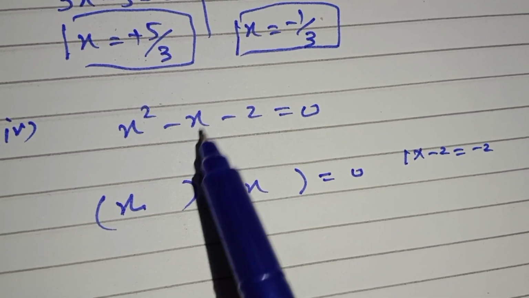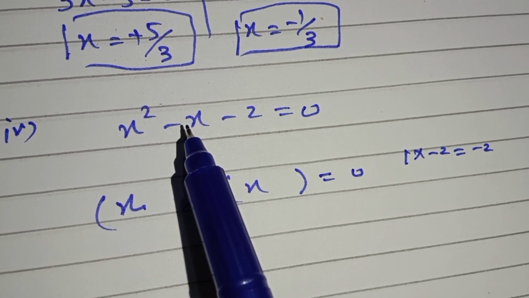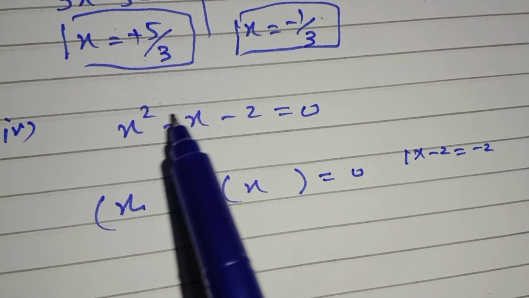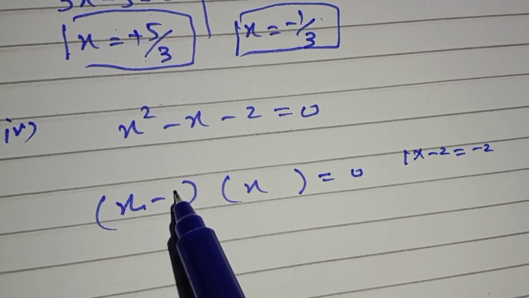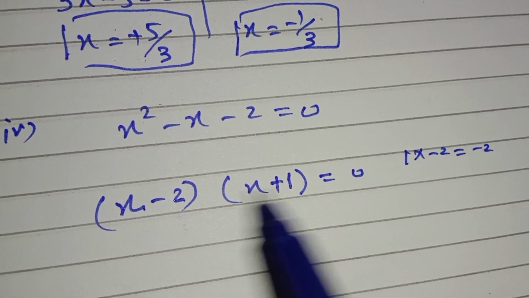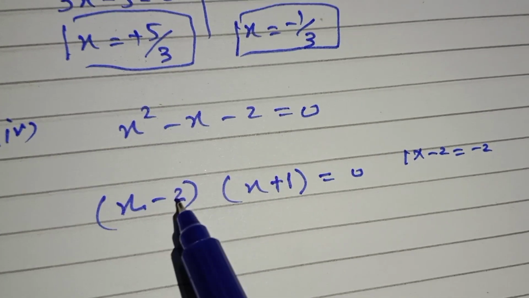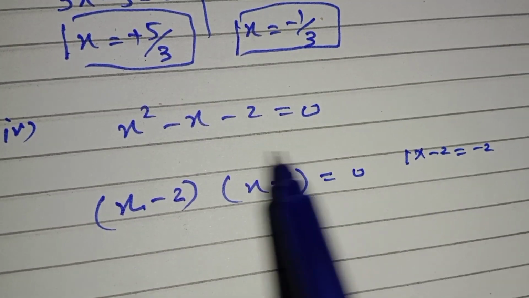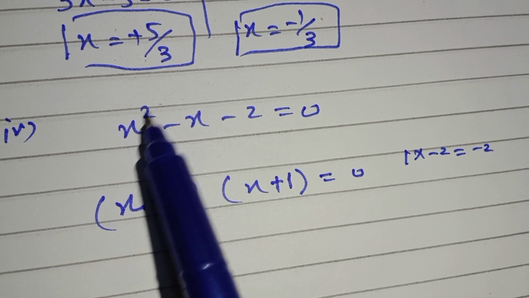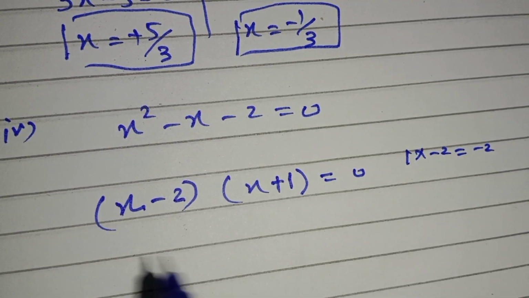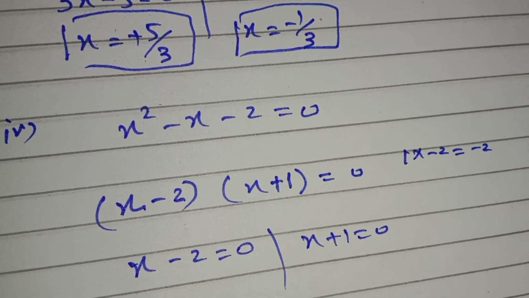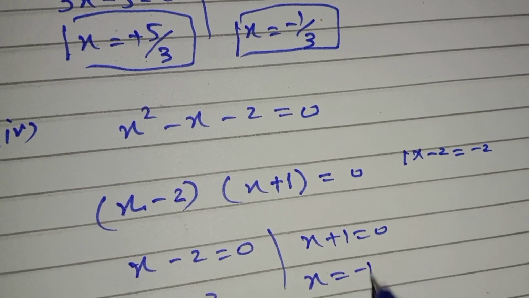Due to subtraction, we remember the sign of one term will be positive and the other term will be negative. Since there is a negative sign, minus 2 will be negative and 1 will be positive. We have 2 factors, 1 multiplied by 2 is equal to 2 and minus 2 plus 1 is equal to minus 1. We use the direct factor method. If the coefficient of x square is equal to 1, then we have x minus 2 is equal to 0 and x plus 1 is equal to 0, x is equal to 2 and x is equal to minus 1.